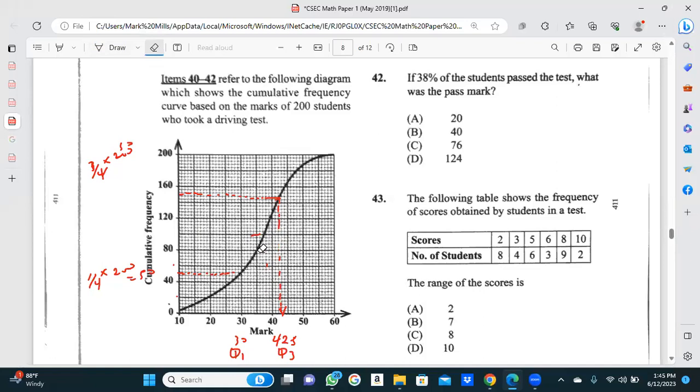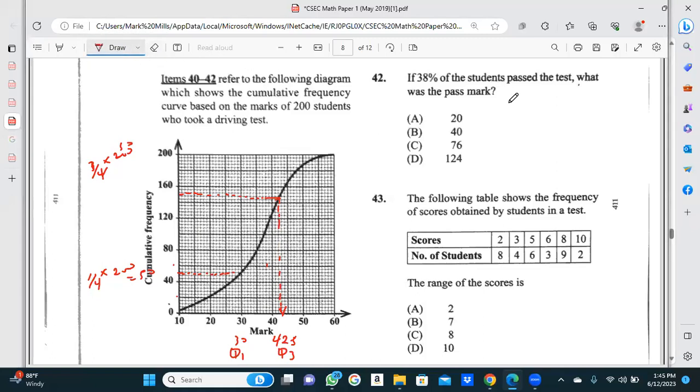38% of the students. How many students are there? Sir, for this question, we find 200 students. 38% of the students. So we are going to say, look at it, 38 over 100 times what? 200. Right. Which gives me what? 76. So we are going to gather ourselves.